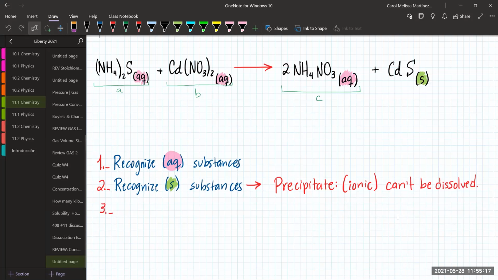dissociation of the aqueous substances. Only the aqueous substances, you will do the dissociation process, the process that we did before. So that is exactly what I'm going to do at this moment. Take a look. This one right there, ammonium sulfide, I will separate into ions.